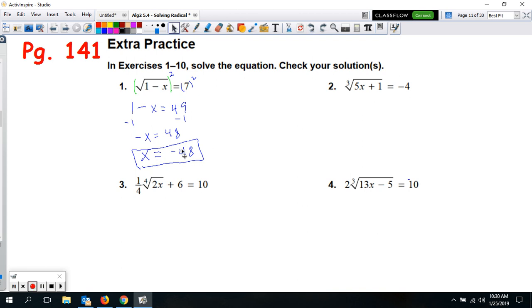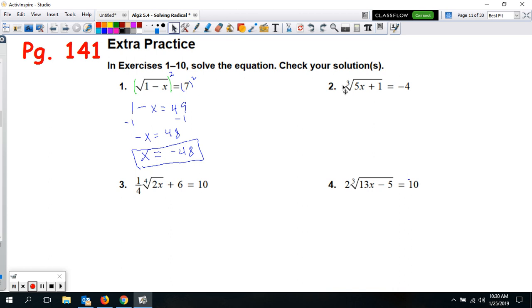So that one was pretty quick. To check this answer, we can just plug it back in. Here for x, this would make 1 minus negative 48, which would be 49, and that would work out. And you can just quickly check it mentally on several of these. Some of these you're going to need to use some scratch work maybe to check those answers. Number 2, again, step 1's already done. It's already got the radical isolated.